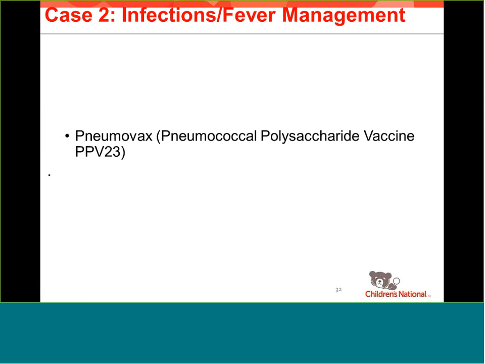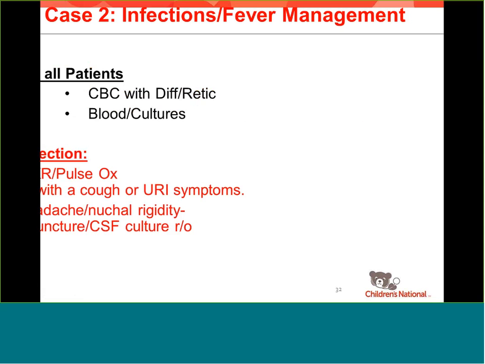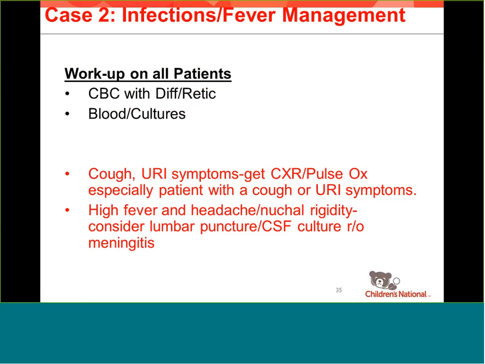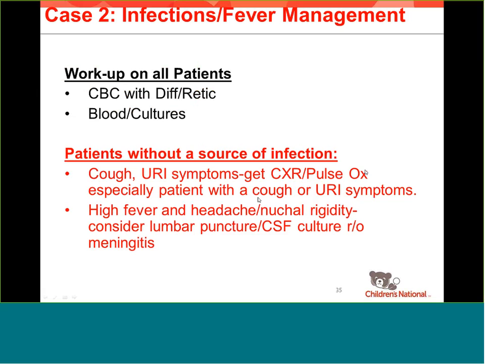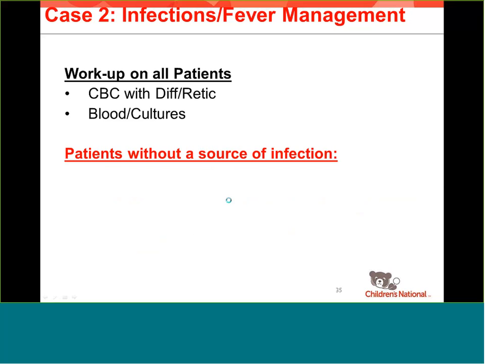Okay. All right, so we talked about that. So now, the only thing I'll just mention in patients, we still do blood counts and also look for sources of infection. We got to think about cough, upper respiratory tract infections, chest x-ray, pulse ox, high fevers, headache, and think about meningitis in those cases. We rarely see that because of the vaccinations, but I just wanted to mention that as a possibility.